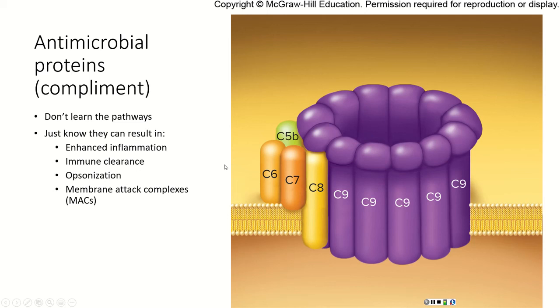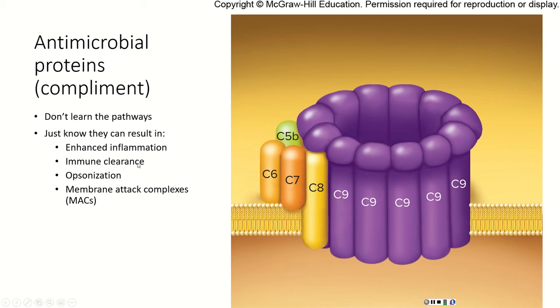So the way the complement proteins work is, one of these proteins recognizes something that doesn't belong in your body, and it sticks to it. And when that protein sticks to it, it changes shape, which causes another one of these proteins to stick to that. And it changes shape, which causes another one of these proteins to stick to that. So they all start sticking together. But depending on which of these complement proteins stick and in which order they stick, we get different outcomes. Maybe they stick together and result in enhanced inflammation. We'll talk about inflammation in just a little bit.